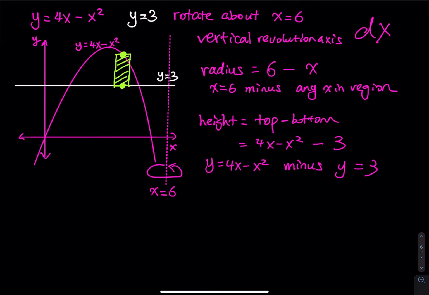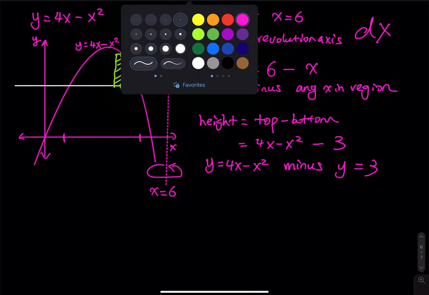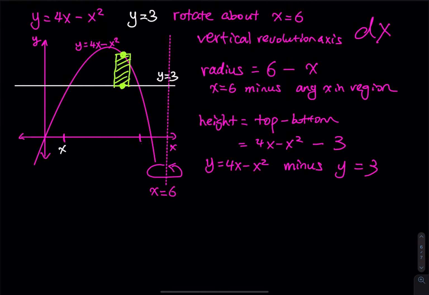And then we put everything together, but we need a lower limit and an upper limit. So we need this x and then this x. How do we find them? In order to find them, you have to set the two functions equal. Let's use another color to do this. Let's use white. So this is x and x, right? How do we find that? We have to set them equal. So 4x minus x squared equals 3. And then we have to find x.